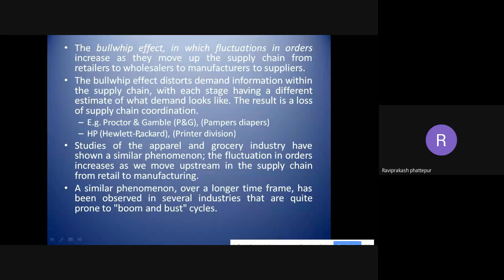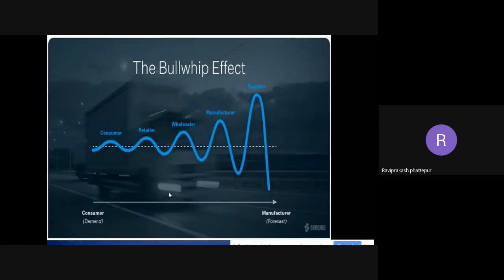So we'll look at examples in the next class. That is P&G, then HP. So what happened with them? We'll be looking at these particular examples in the next class.